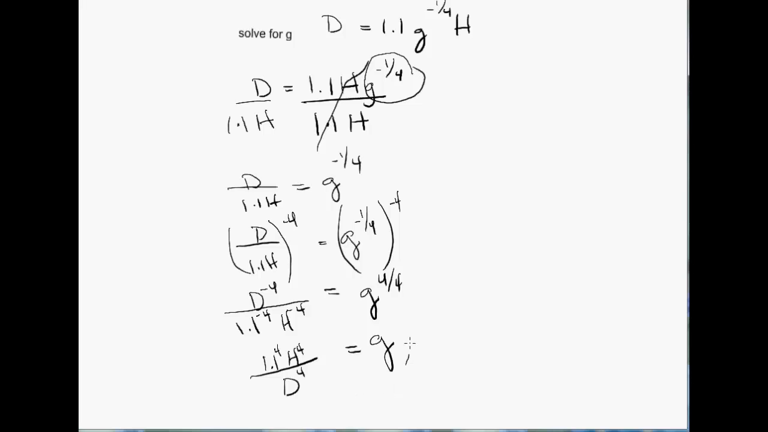Let me move up here a little bit. So we have 1.1 to the 4th power, and 1.1 to the 4th power is 1.4641, and then that's H to the 4th over D to the 4th. So actually we are done. G is all by itself. This is as simplified as it can be. So our answer is G equals 1.4641 times H to the 4th power over D to the 4th power.